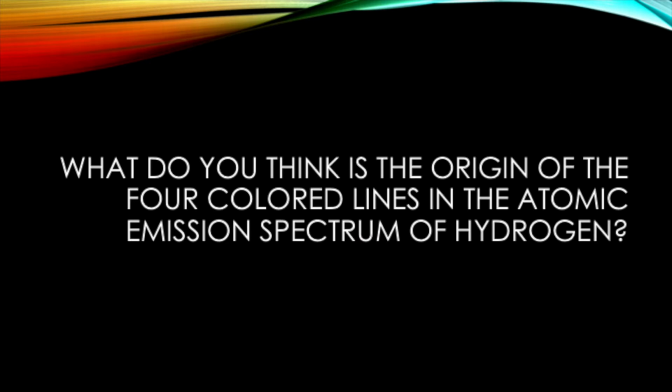So on the next page, the question reads, what do you think is the origin of the 4 colored lines in the atomic emission spectrum of hydrogen? So basically, why are those 4 colored lines there? Where do they come from?